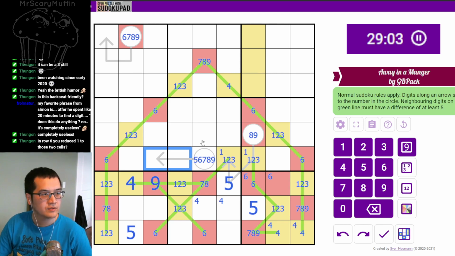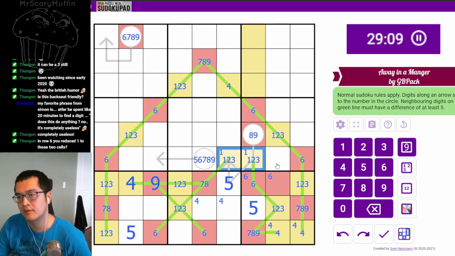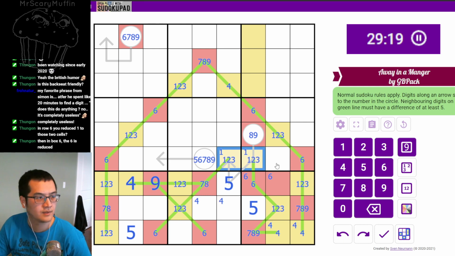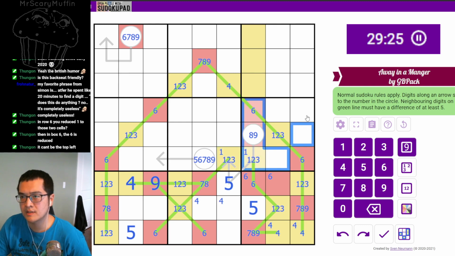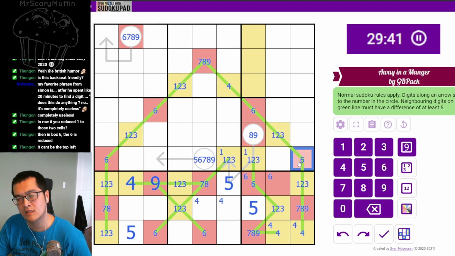In row 6, reduce 1 to those 2 cells. Yes, ones must be in here somewhere. There is guaranteed a 1 in here. Guaranteed. Then in box 6, the 6 is reduced. Because of this 6, both of these numbers will see at least one of these ones. 6, 1, 1 will kill both of these ones. No, the 6 can be here still.